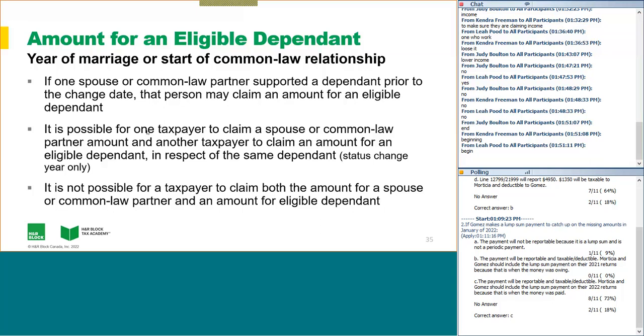The year after that, he will not be able to claim her as an elder dependent because in that year, she has a spouse for the whole year. Okay. There's an example of that in the book.